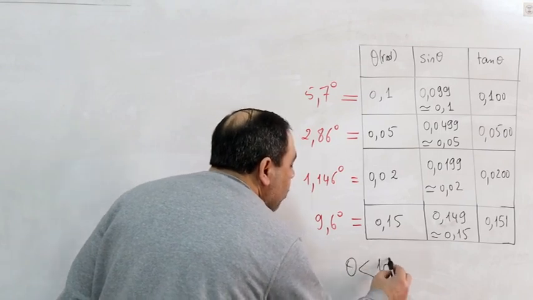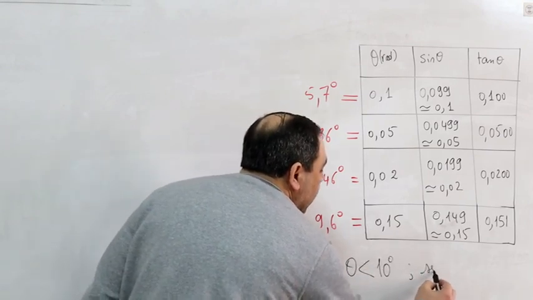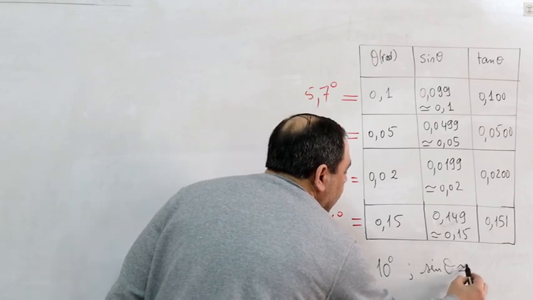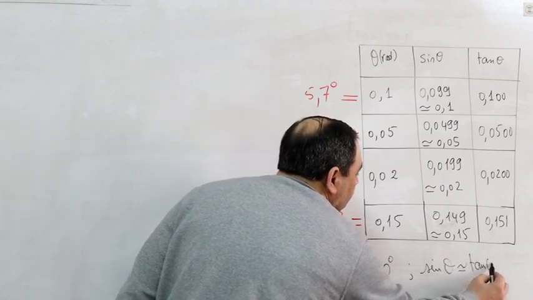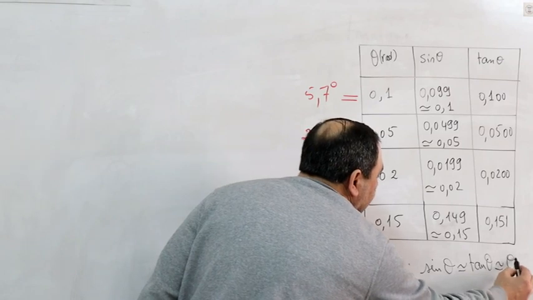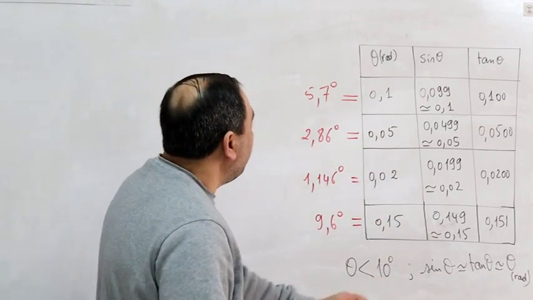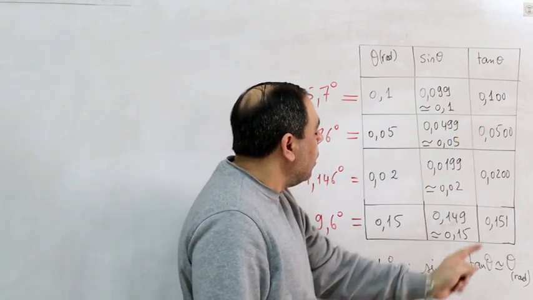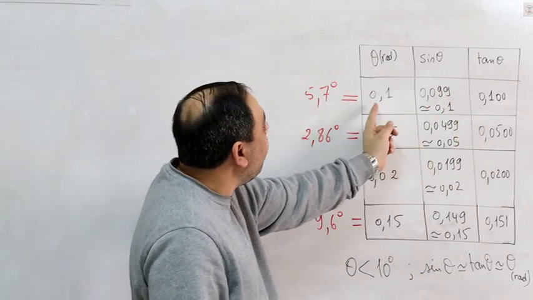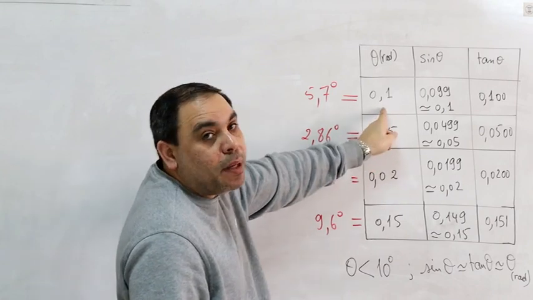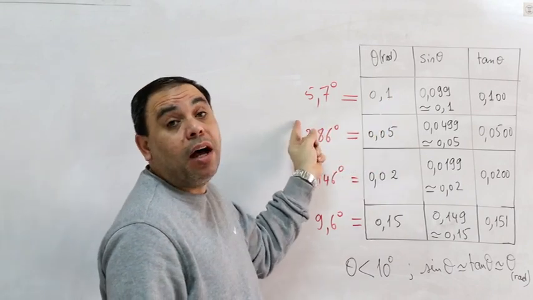You can always use the following assumption. For theta less than 10 degrees, sine theta approximately equals tangent theta approximately equals theta itself in radians. Only use this approximation when the values of theta are in radians. This is an important note.